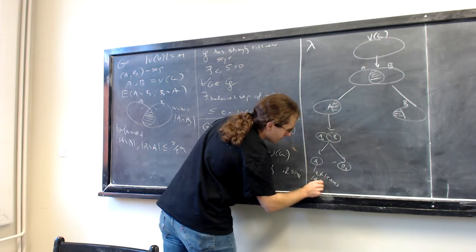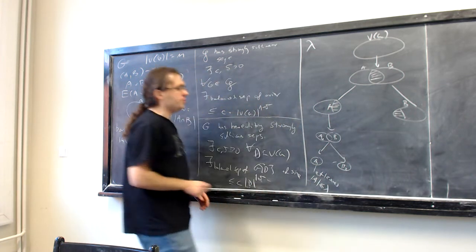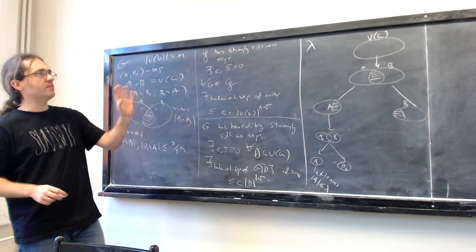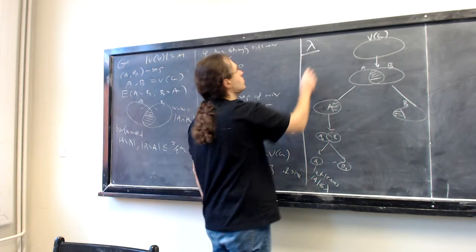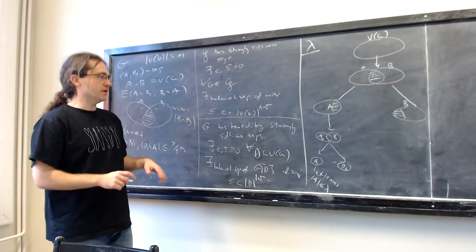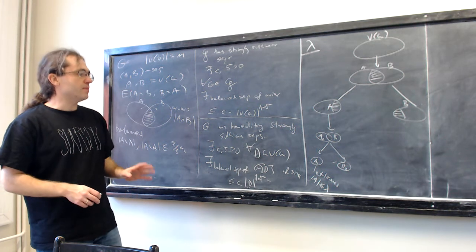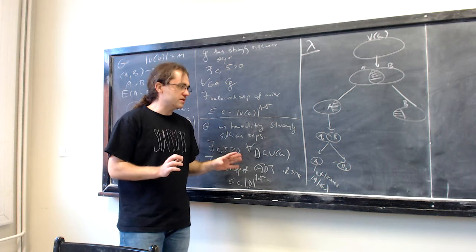When the corresponding set A is at most lambda, we stop. Lambda is our threshold when we stop. So we don't want to apply it for too tiny sets, because, as we see in the computation at the moment, it won't make much sense to do it; the computation starts to break down.